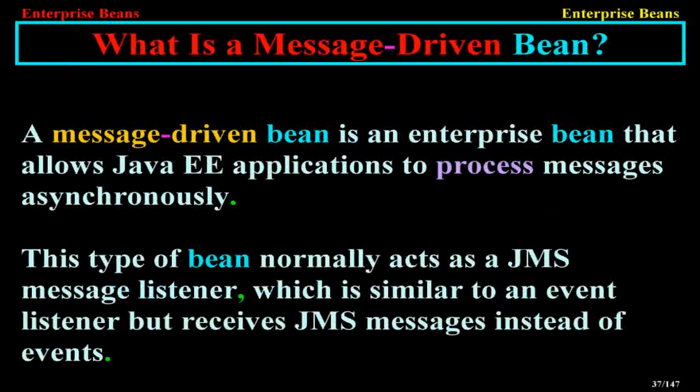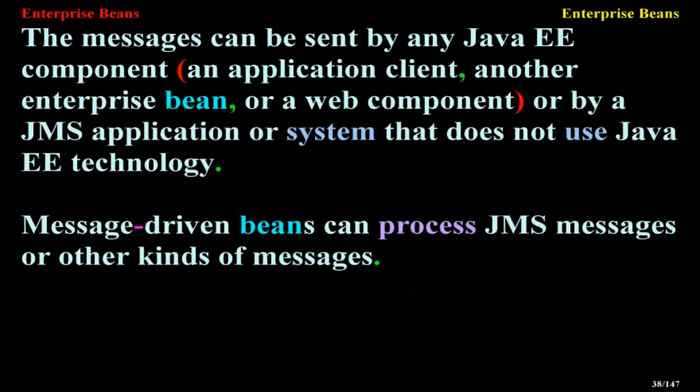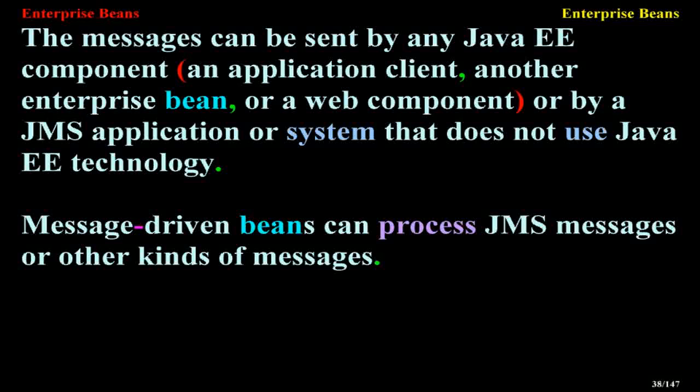What is a message-driven bean? A message-driven bean is an enterprise bean that allows Java EE applications to process messages asynchronously. This type of bean normally acts as a JMS message listener, which is similar to an event listener but receives JMS messages instead of events. The messages can be sent by any Java EE component, an application client, another enterprise bean, or a web component, or by a JMS application or system that does not use Java EE technology.